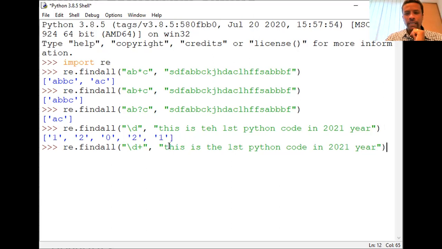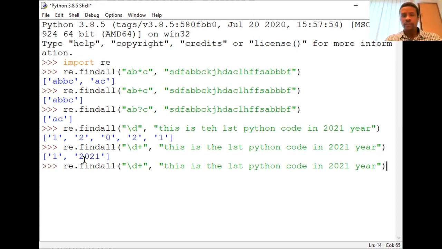Mind you, it occurs one time, so it is a result. The next one has two or more digits, so it goes on as one element. So the answer is going to be 1 and 2021. Exactly. 1 and 2021, because plus means one or more of a digit.